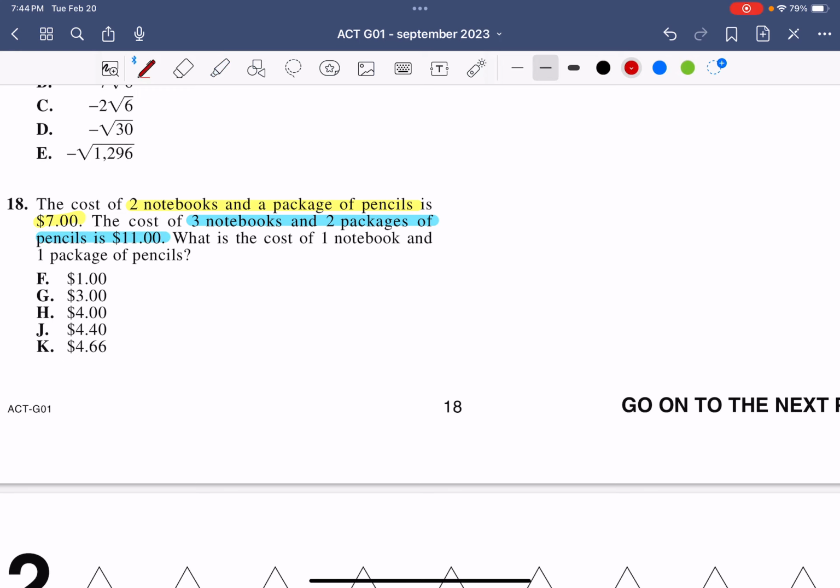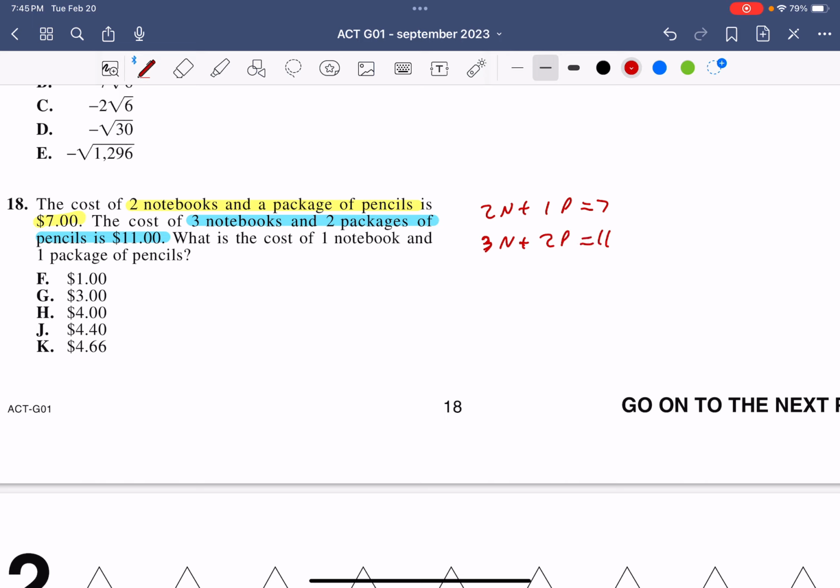So let's write those. We'll use N for notebooks and P for packages of pencils. For the first one, we have 2N plus 1P is equal to 7. And for the second one, we have 3N plus 2P, and that's equal to 11.